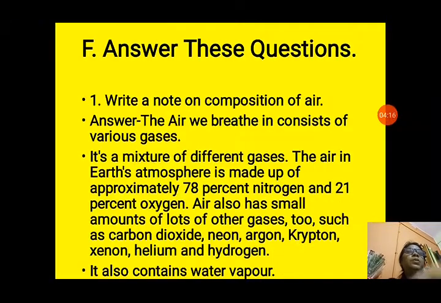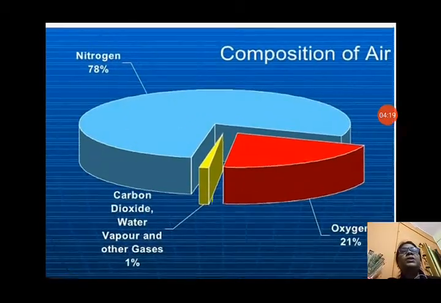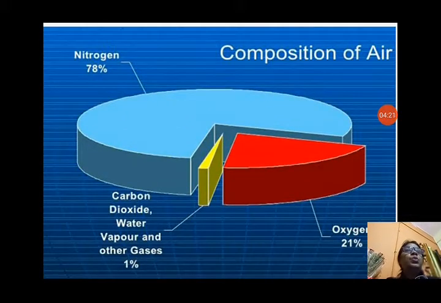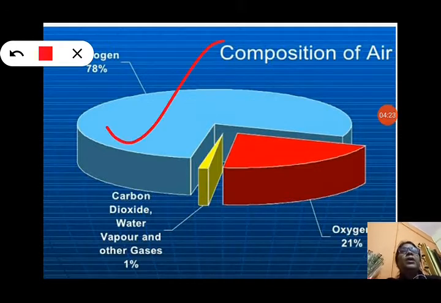So let us see the composition of air. You can see here nitrogen is shown in blue color in this picture and it is 78%. That means most of the air is occupied by nitrogen. Oxygen is shown in red color, that is 21%, and carbon dioxide and other gases are shown in yellow color. Carbon dioxide, water vapor and other gases make up only 1% of the air.